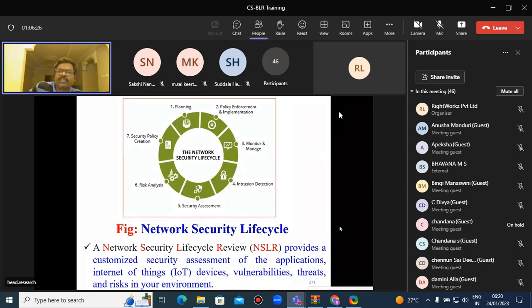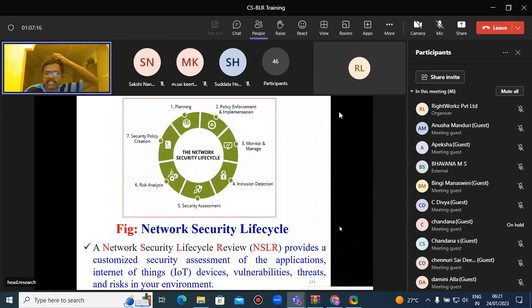Then policy enforcement and implementation: we use policies, rules and regulations to protect data at the network level. Monitor and manage: as an administrator we monitor the server, how users are connected to the server, create user profiles and user accounts, and grant permissions for network level data. Intrusion detection: some intruders are entering the network level, and how you protect that data.